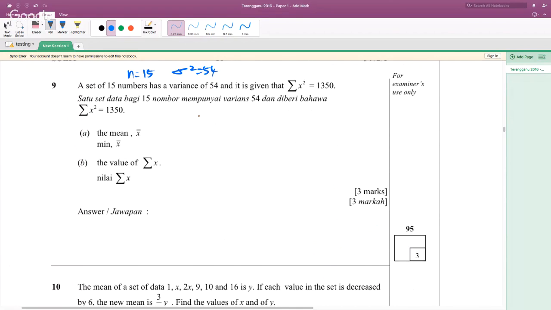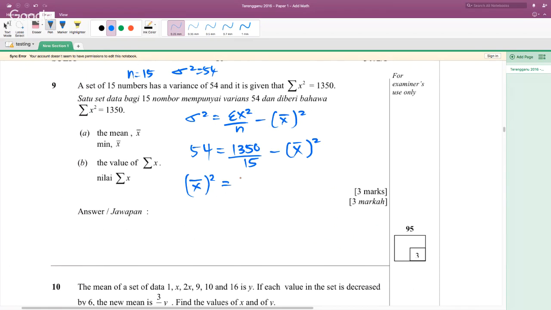The variance formula equals the sum of x squared over n minus mean squared. I just substitute everything I have. This is 54 equals 1350 over 15 minus mean squared. I will not separate my mean because I just want to find it. So my mean squared equals 1350 over 15 minus 54. Then I can get my mean easily.